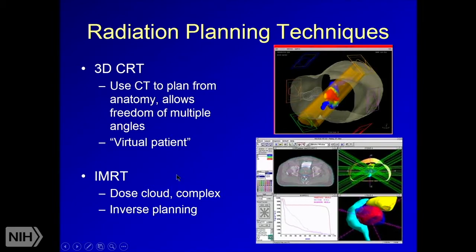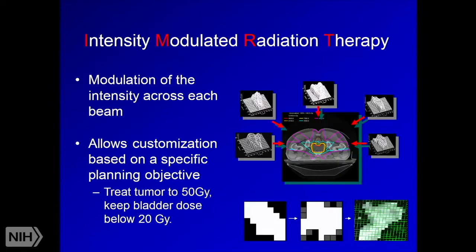We also have a technique called IMRT, which is a little bit more of a complex planning algorithm. It stands for intensity modulated radiation therapy. This has a dose cloud and is a little bit more complex in what we call inverse planning. What that means is we can tell the computer, I want this dose to my target volume, I want this dose to my organs at risk, and the computer will create a plan that accomplishes all of those different goals. So here's another little picture.